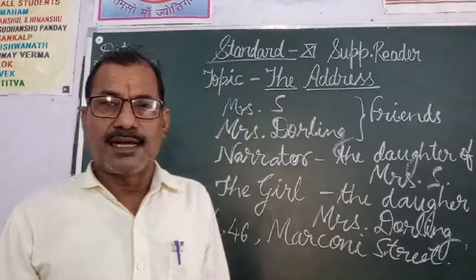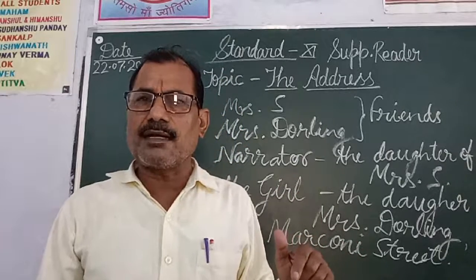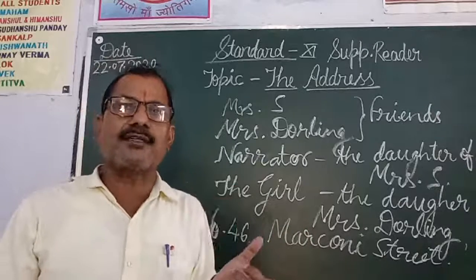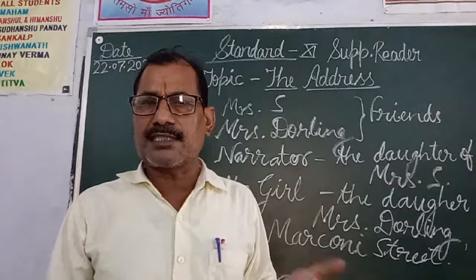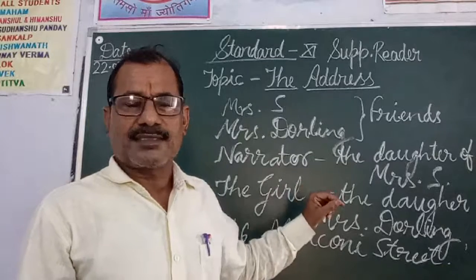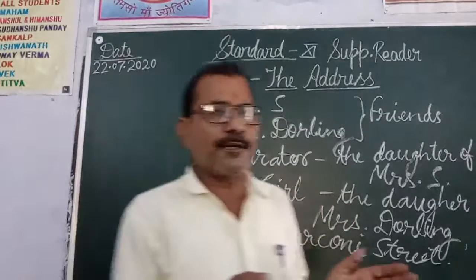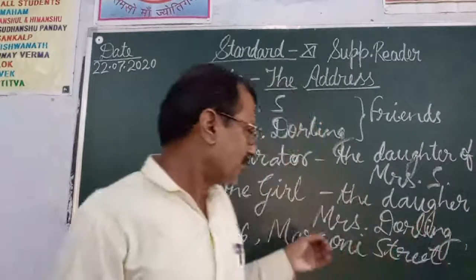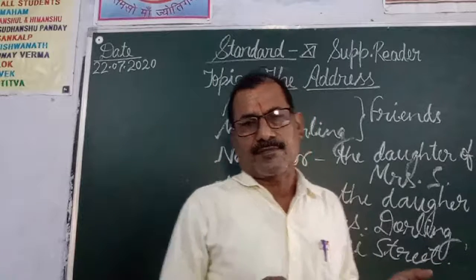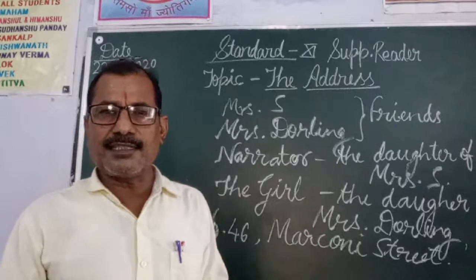And I want to tell you the more interesting thing. The cardigan which Mrs. Darling had put on her body was the belonging of the narrator's mother. The narrator recognized the green cardigan because it was given by her mother. And when Mrs. Darling saw that she was looking intently, closely at the cardigan, she hid herself behind the door. जब मिसेस डार्लिंग ने देखा, वो समझी कि कार्डिगन को ही देख रही है, तो वो दरवाजे के पीछे जाके छिप गई, वो शर्मा गई.